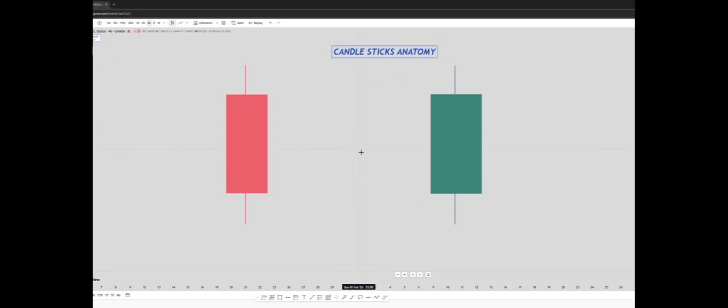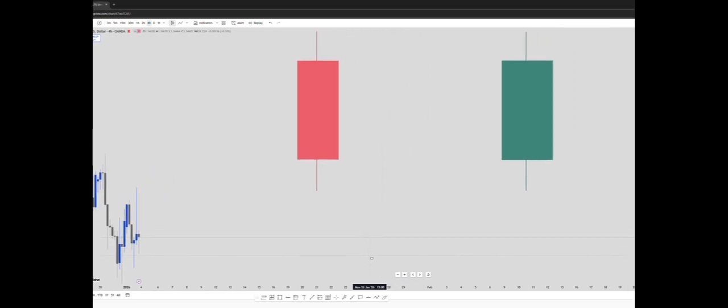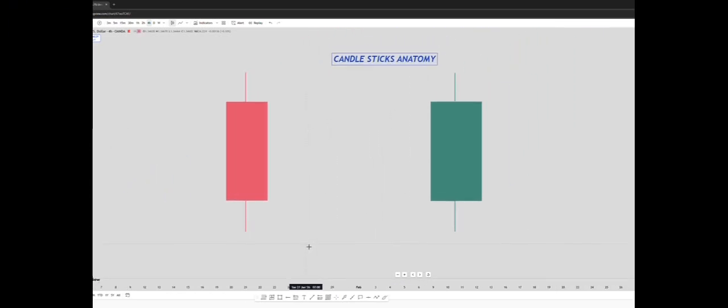I'll be walking you through how to read and understand candlesticks, that is candlestick anatomy. When you open the charts, the first thing you see is the candlesticks, just like you're seeing here. Candlesticks are the storytellers in the markets. They tell us where the market is likely to go next and help us predict the movement of the markets. So if you understand candlesticks, you'll be able to understand the direction of the market.